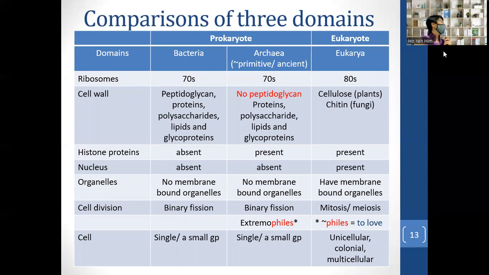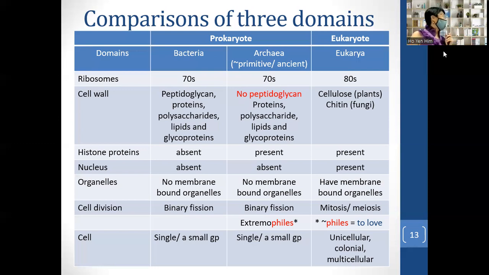Histone protein is interesting. Bacteria have no histone protein, but Archaea have histone protein, so these are very similar to eukaryotes. What else? Nucleus, everything normal. Cell division is by binary fission for both the bacteria and Archaea. For Eukarya, because there's a nucleus, there's mitosis and meiosis. Please write down that it can be sexual or asexual reproduction for eukaryotes. Under mitosis and meiosis, you can write asexual or sexual reproduction, because asexual is usually mitosis and meiosis is sexual reproduction.